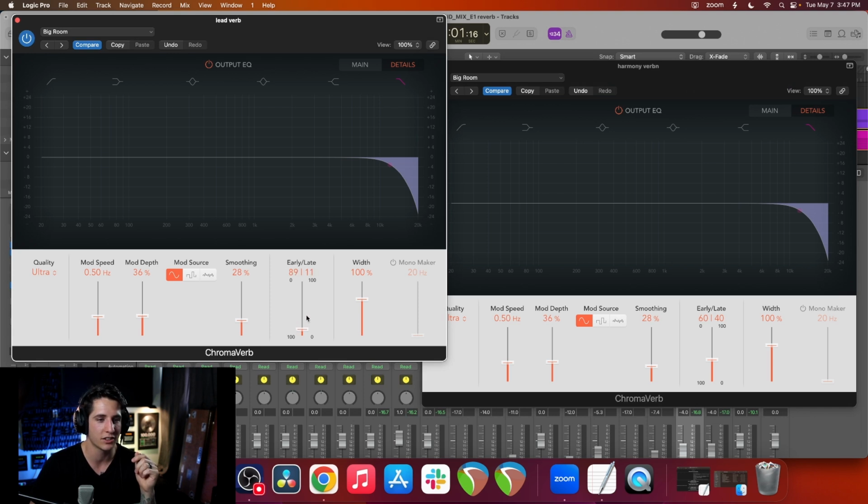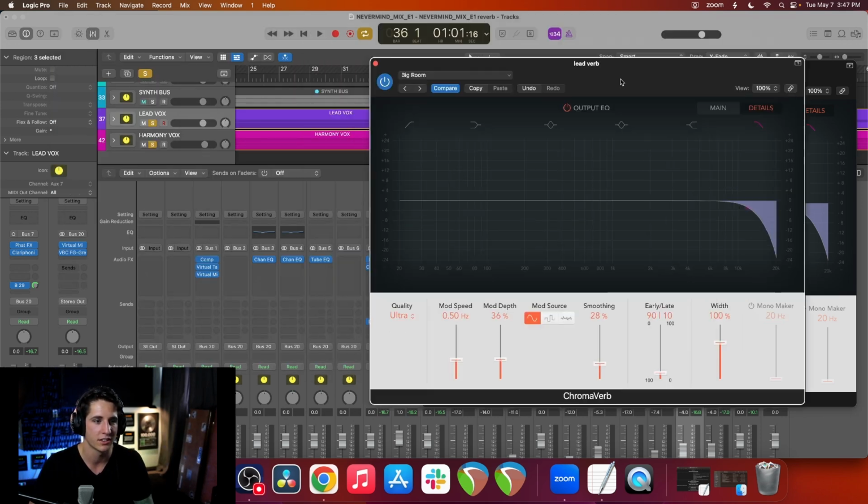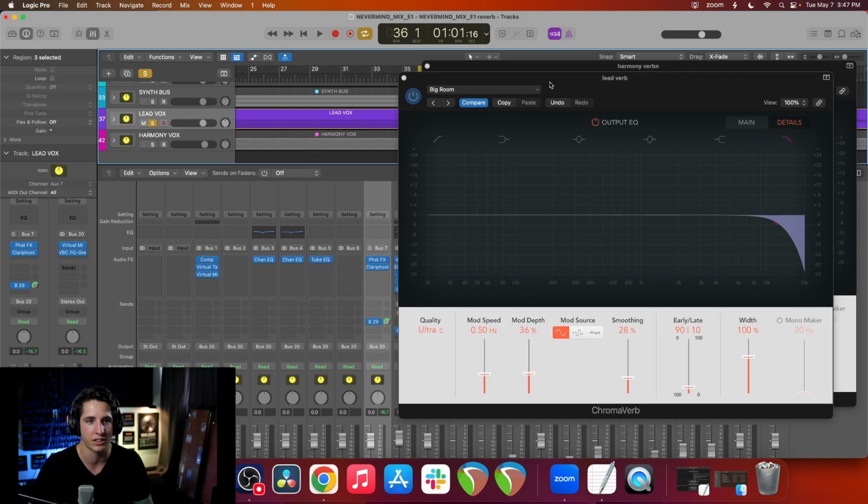So let's dive into here. For the lead reverb, or the lead vocal, I'm gonna have a pretty extreme example here. So we're gonna do 90-10. Basically 90% of the energy is gonna go into early reflections versus late reflections. I'll just play that for you so you can hear how it sounds.